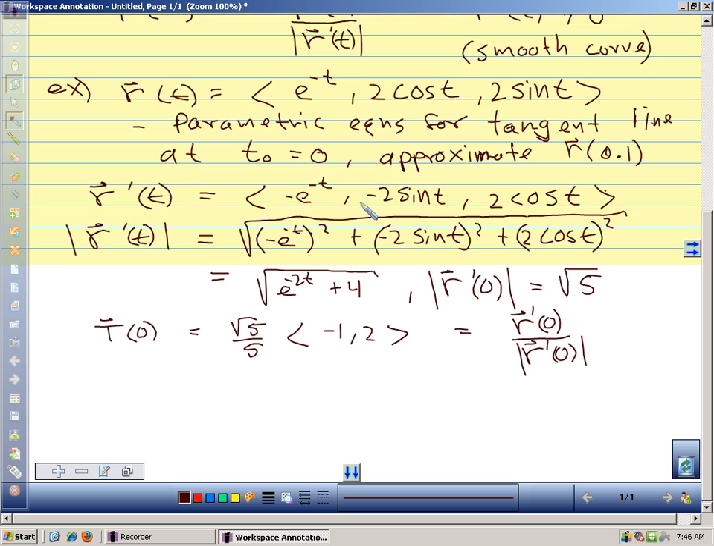So r prime at 0 is going to be negative 1, 0, 2. I forgot my 0. So why is it square root of 5 over 5? Because I'm dividing by the length of r prime, so I have to do 1 over this. Fine. Okay, so this is my unit tangent vector at time 0.